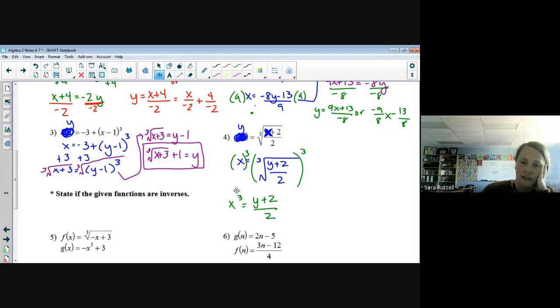All right, so now I've got x cubed equals y plus 2 over 2. Which 2 am I going to get rid of first, the one on the bottom or the top? The bottom one. And it's a divide by 2. So what's the opposite of divide by 2? We're going to multiply by 2. Yep.